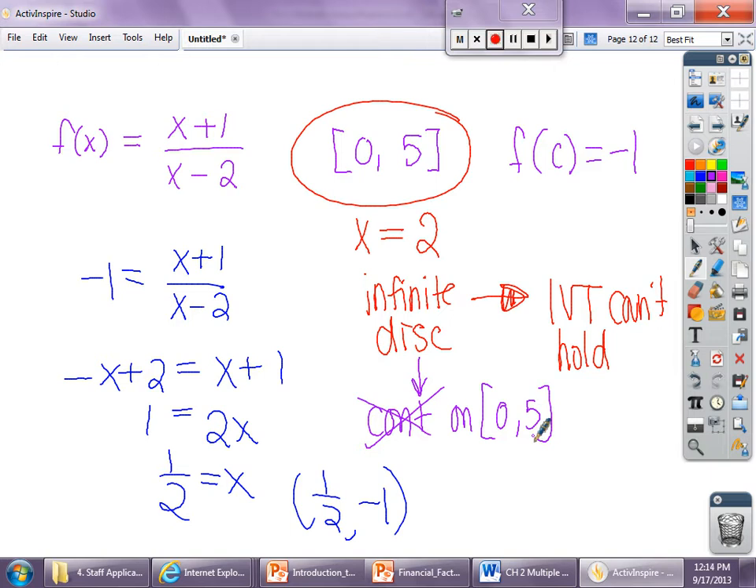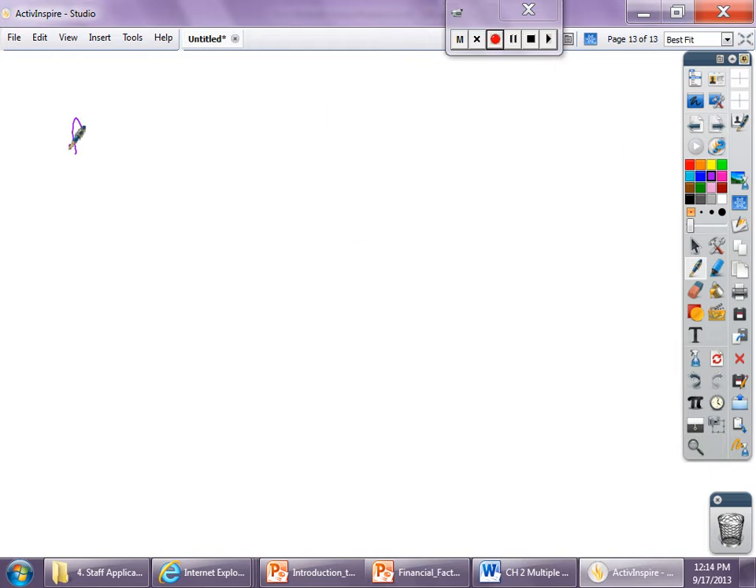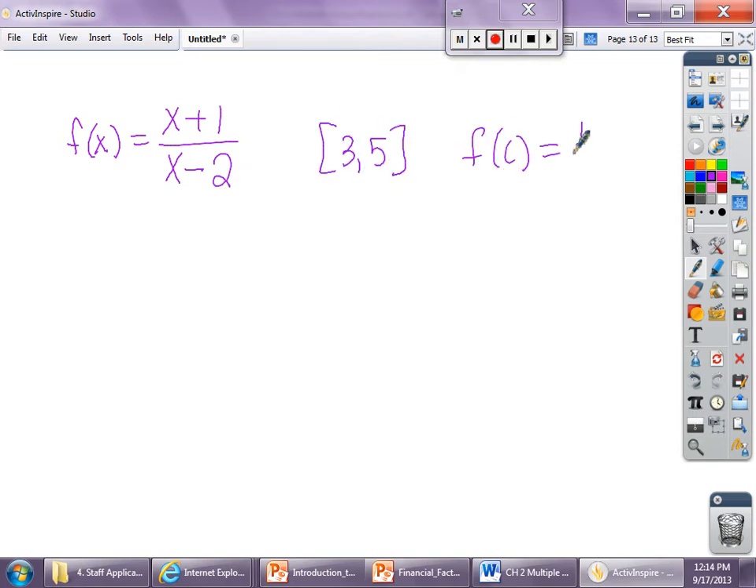From 3 to 5, yes, IVT would hold if the interval was 3 to 5 because it's outside of the vertical asymptote. Then the next question, so let's do that because I think that's a pretty good question too. So, same function. What was the bottom? X minus 2. And then we're doing 3 to 5. And then f of c equals -1.